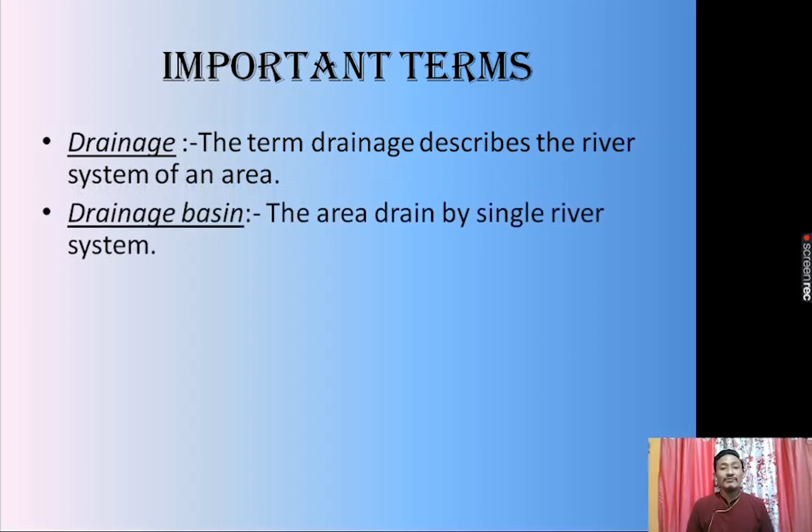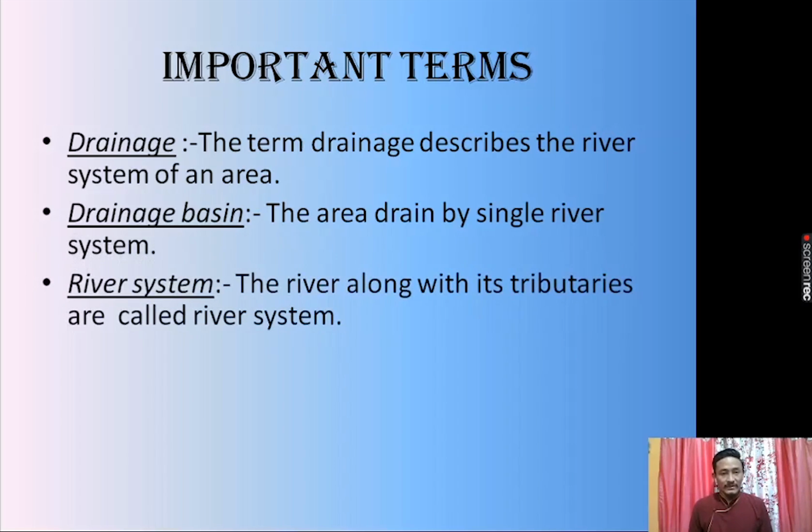After that we have the drainage basin. When we say drainage basin, it means the area drained by a single river system, such as the river Ganga and river Yamuna I already mentioned. And if we talk about eastern India, then the river Brahmaputra.